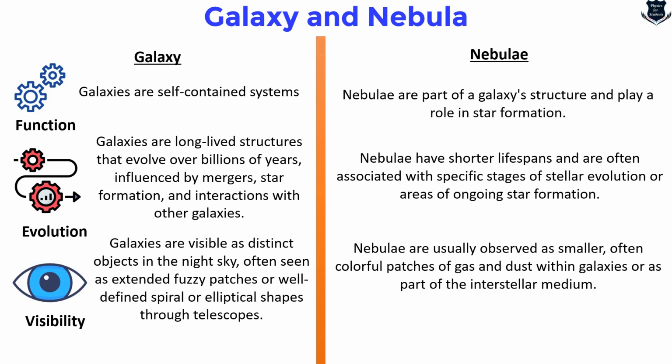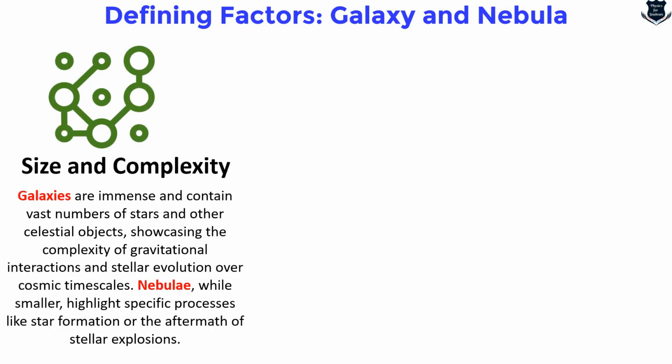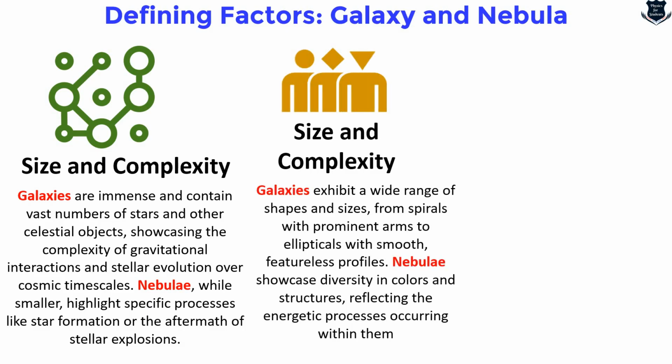Now, what are the defining factors of galaxy and nebula? The first is the size. It is much, much bigger. The galaxies, they are much more complex systems. Nebulas are, I would say, smaller, and they have a highlight of specific processes, and they are important for star birth. If you want to read through it, you can just pause the video and go through that.